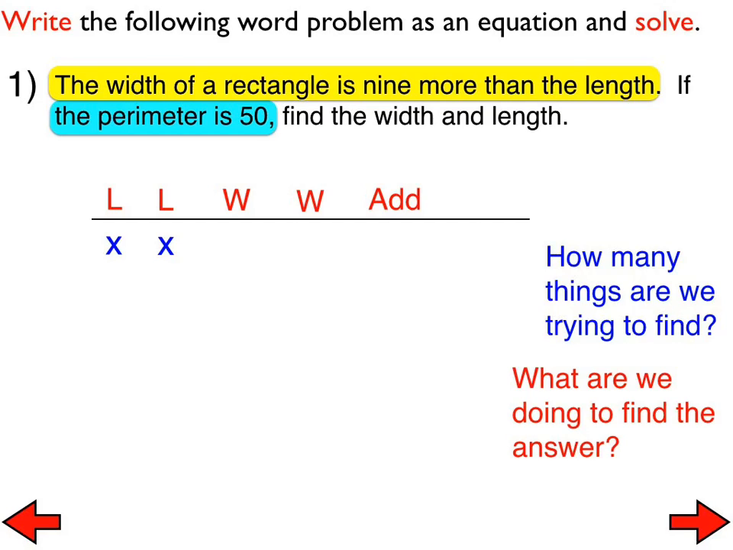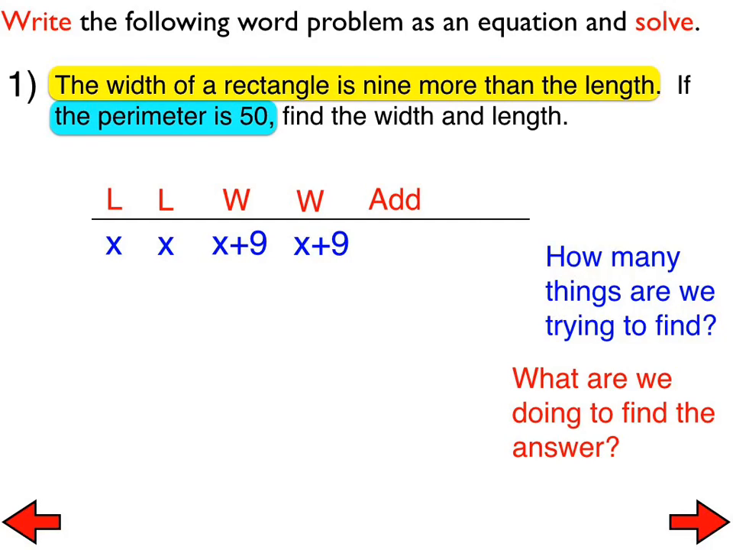I don't see anywhere in the problem where it says the width is 18. Yes? X plus 9. If the length is x and the width is 9 more than that, 9 more than x is x plus 9. So this part of it is much like those problems we dealt with last time. And of course we have 2 of those x plus 9s.